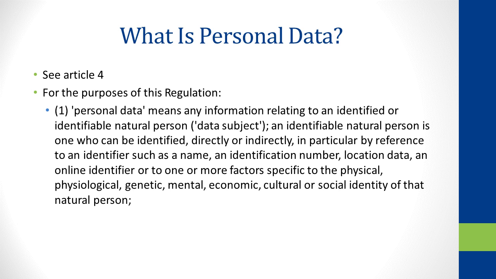If you go to Article 4 of the General Data Protection Regulation, that's quite important because that provides all the definitions. Personal data in this context means any information relating to an identified or identifiable natural person, otherwise known as a data subject. An identifiable natural person is one who can be identified directly or indirectly, in particular by reference to an identifier, such as a name, identification number, location data, or an online identifier. So, take a look at that.